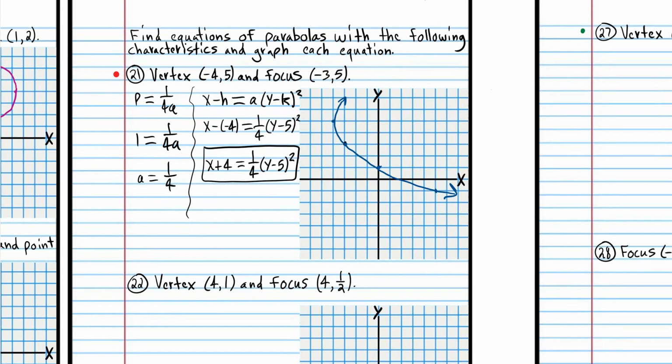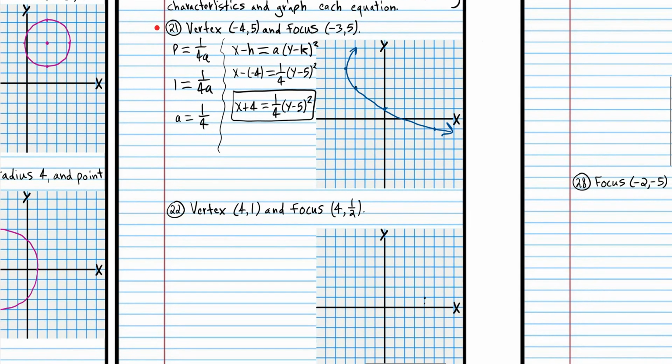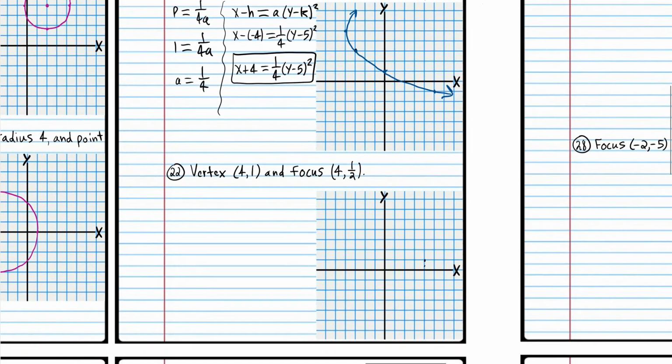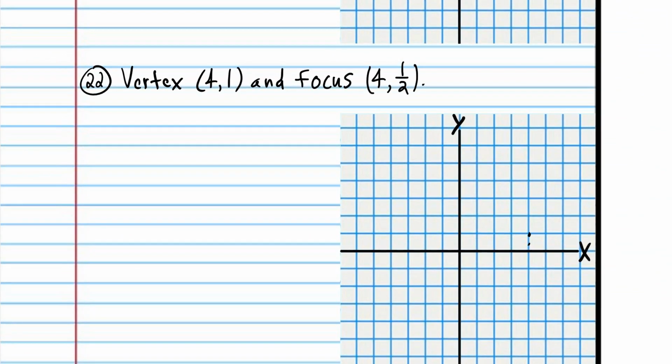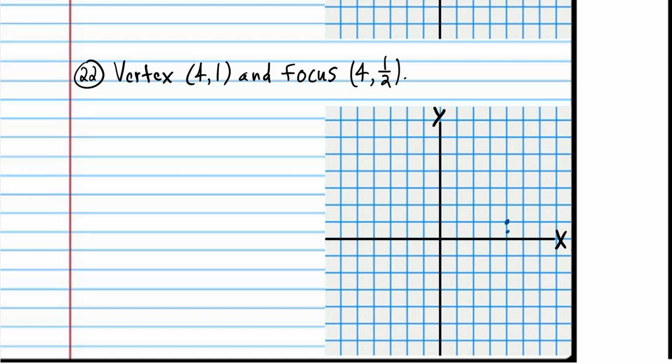So let's try a problem where the parabola actually opens up or down. So it says the vertex is at 4, 1. It looks like I already graphed it there, but 1, 2, 3, 4, up 1. And the focus is 4, 1 half, so that would be a little bit below that there. So that tells us that the parabola is going down, because the focus is always inside the parabola.